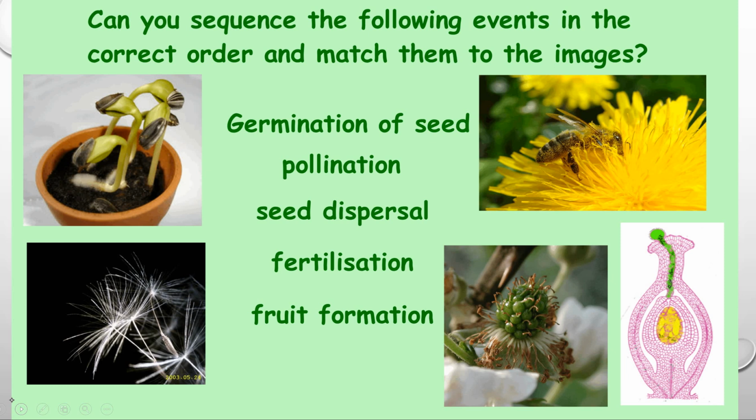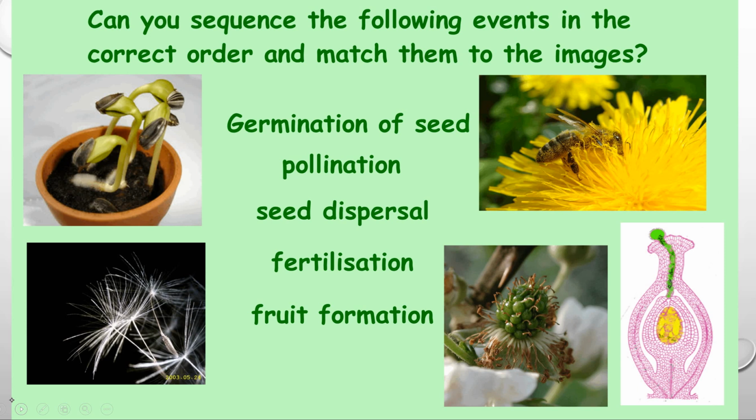On the top of page 57, you've got a picture of the life cycle of a flowering plant, starting from the flower and going all the way back to growing a new flower again. I want you to write in the correct sequence some recount text to explain the life cycle of a flowering plant. And you're going to start at the flower with pollination. So I want you to try and use as many keywords as possible.